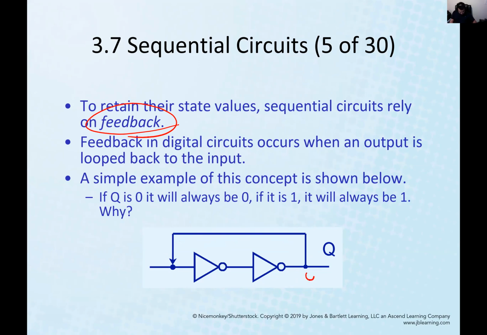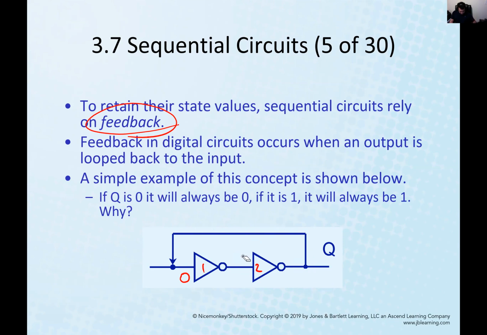If Q is zero, this zero will transfer through the feedback to the input of gate number one. The output of gate number one will be one because it's a NOT gate. So now the input of gate number two is one, so the output is zero. And again, this zero will be looped back. This circle will loop forever, and the value of the output will always be zero.